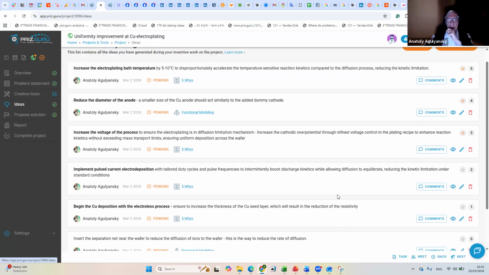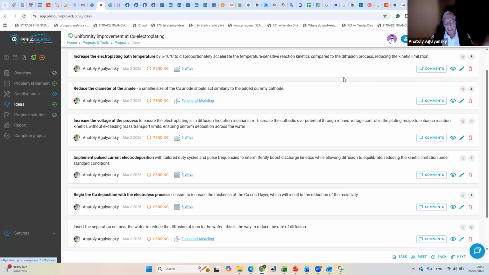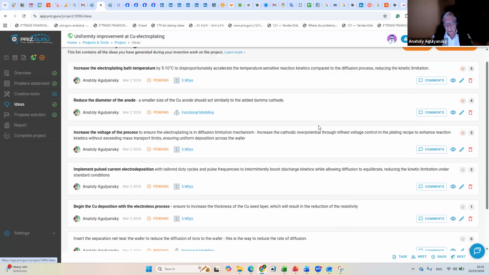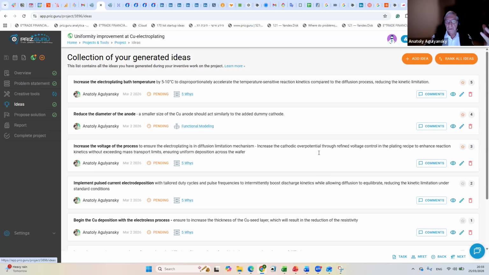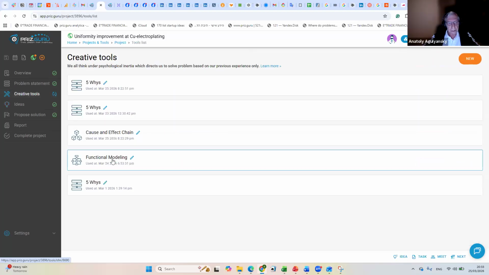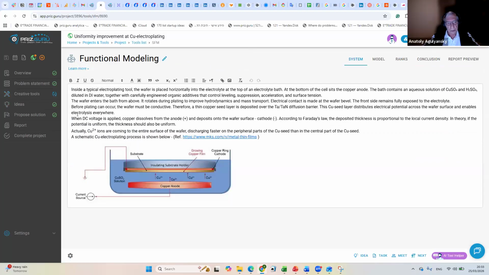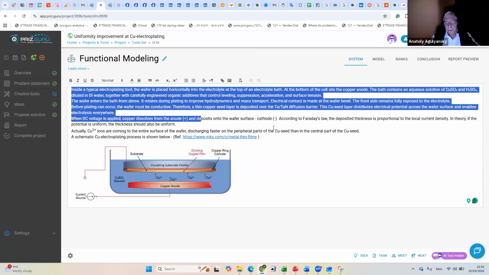So you see, we have a lot of ideas, and they all can help, but they don't make some dramatic changes. We should understand the process, and understand why it happened. And we used a functional model. I like the functional model. So here we describe the process again.